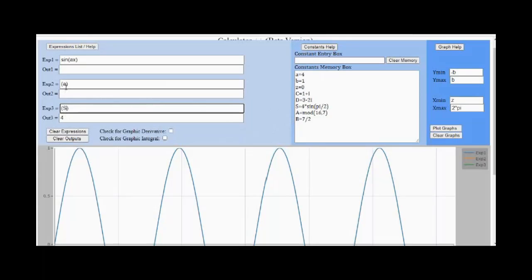Small a, let's look at small a. Small a is a 4. Big A, notice big A is now, I set it equal to mod 16 mod 7. Let's look at capital B. Well, B equals 7 over 2, which is 3.5. So you get the idea.